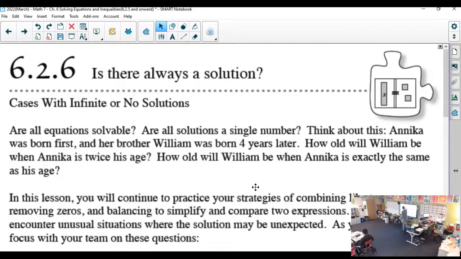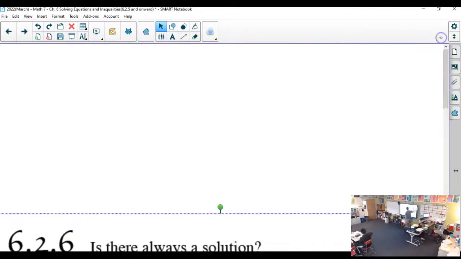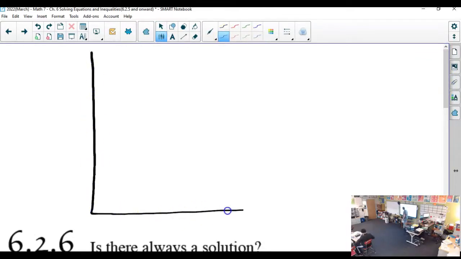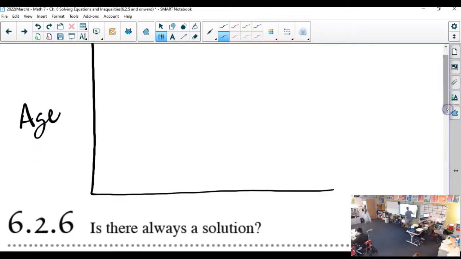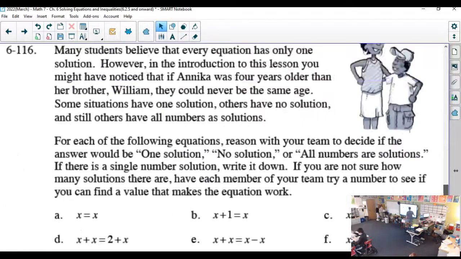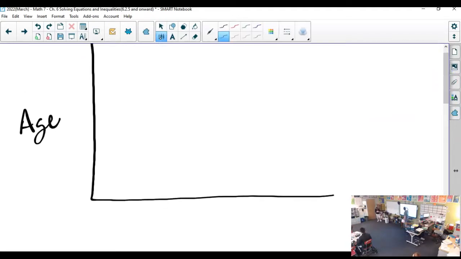So, if I were to graph these situations, they would look very different from each other. If I were to graph age, and actually, you might want to sketch this on your paper. This is why we have graph paper out. And because I was born in 1989, we will just use 1989 as our start point.